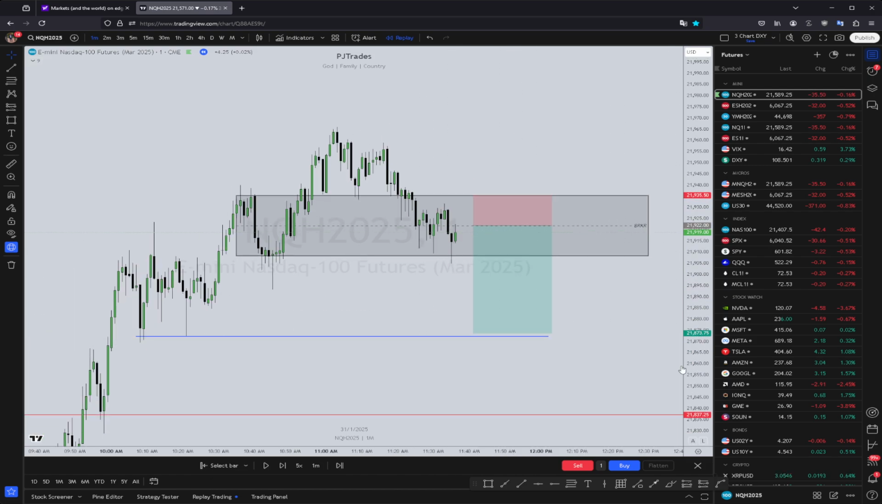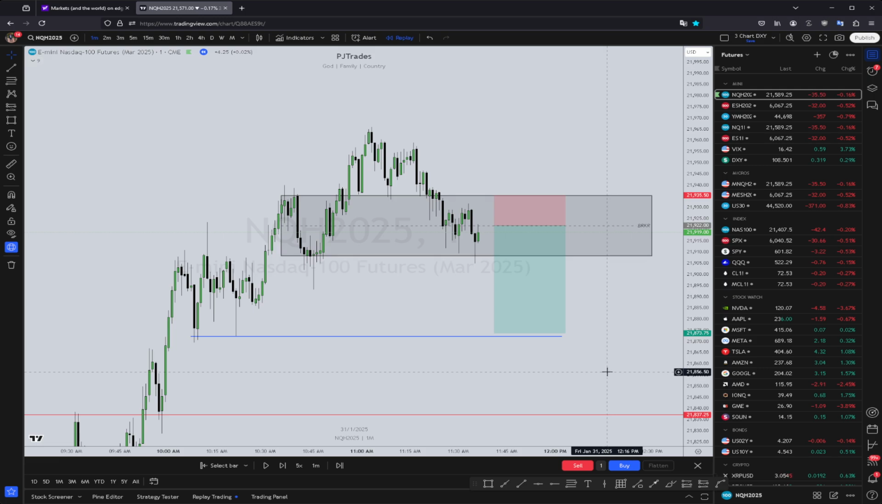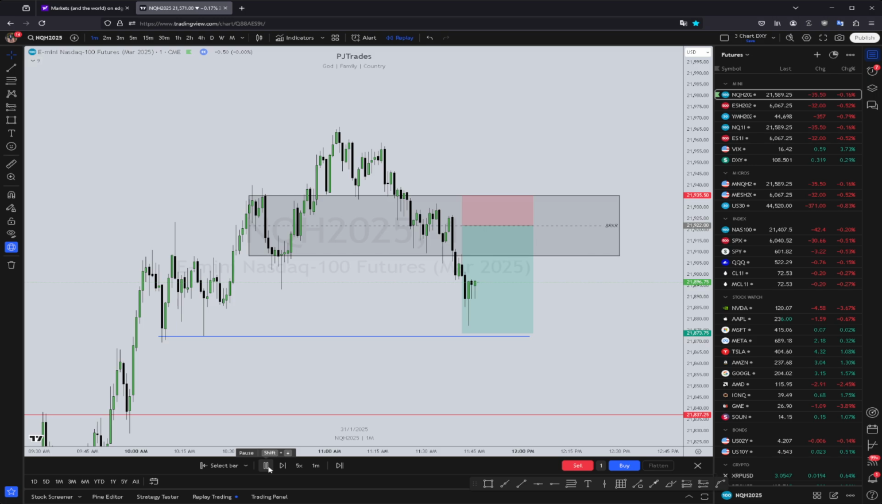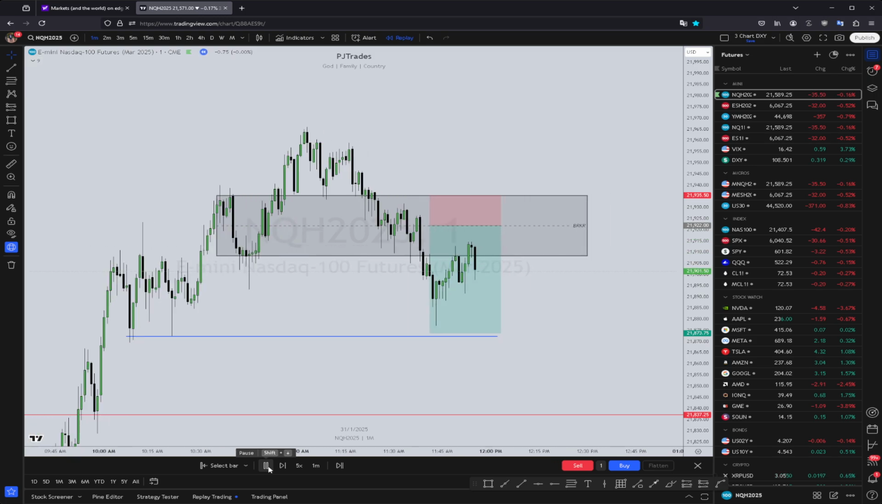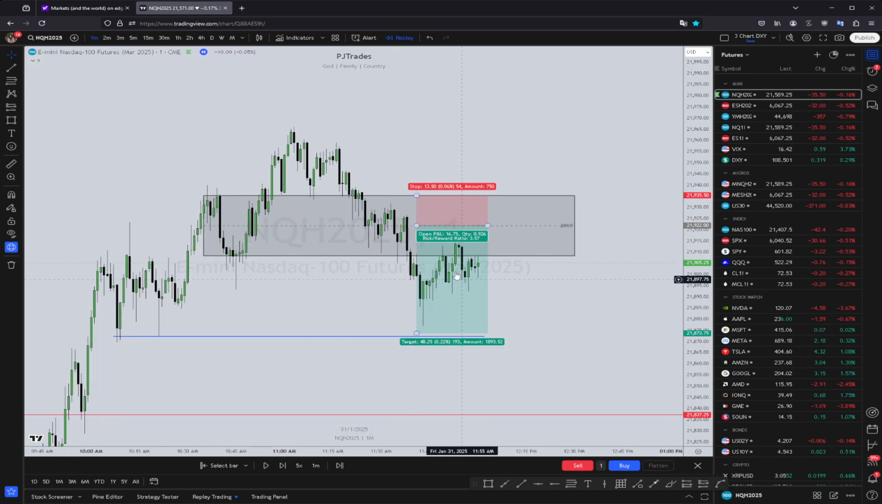Now, I was able to scale out about 90% of the position. I left one runner on, and it ended up getting tagged in profit. But yeah, this was that second setup of the day that we were able to make back everything from that first L. Now, when we were in this trade, it was choppy, but I was looking at this and I've seen this stuff before.